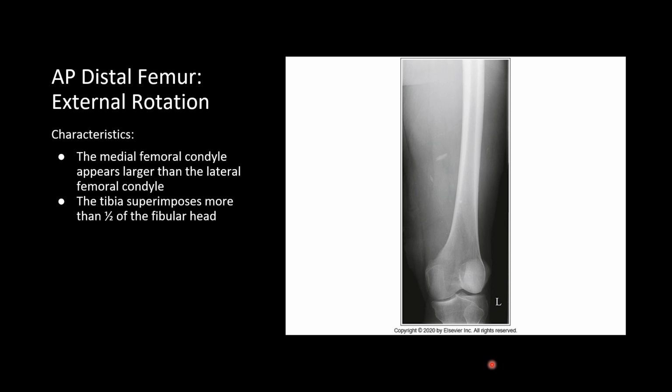And the tibia superimposes more than 1/2 of the fibular head. So you can see the fibula is completely superimposed by the tibia. In order to correct this, we need to decrease that external rotation until the epicondyles are parallel with the IR.